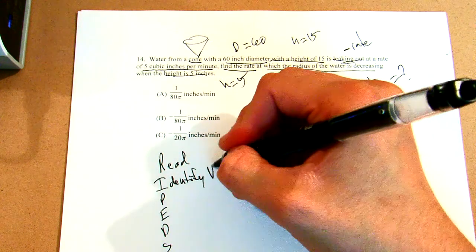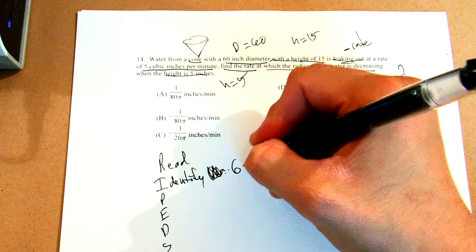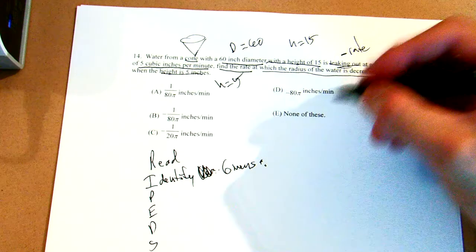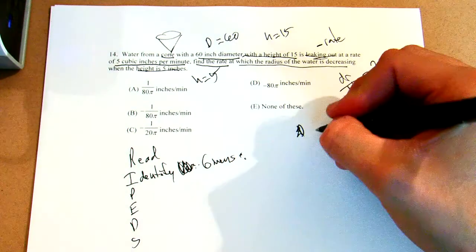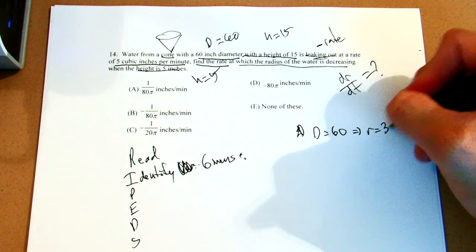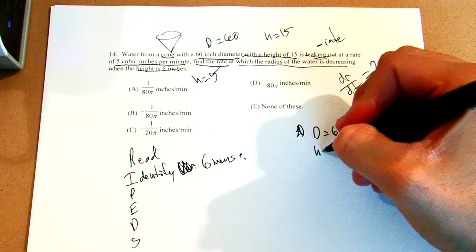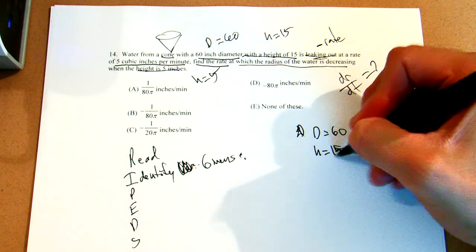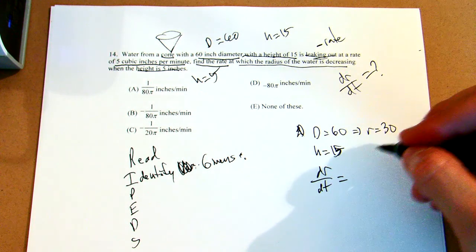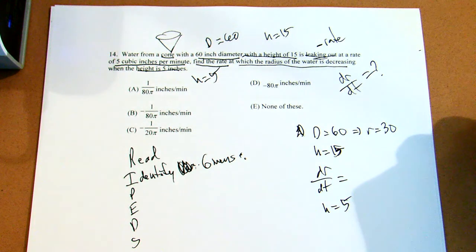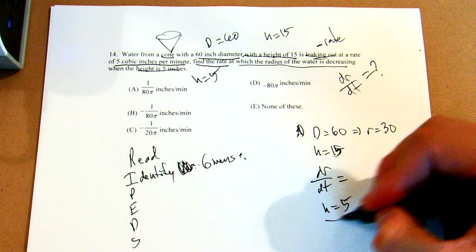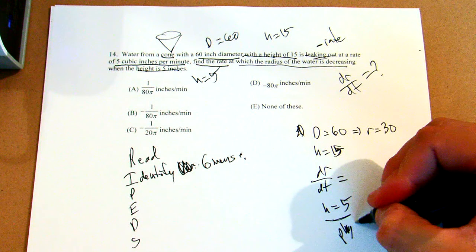our variables, givens actually. So in this one, we know that D is 60. This implies that the radius is 30. It's half of it, right? H is 15. I was labeling them as I went around. The dr/dt is what we're trying to find. H is 5. Notice we have two H's, so this is the one we're going to plug in.